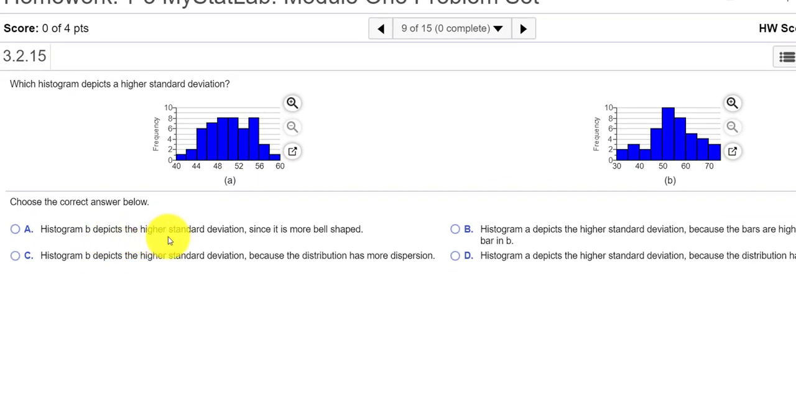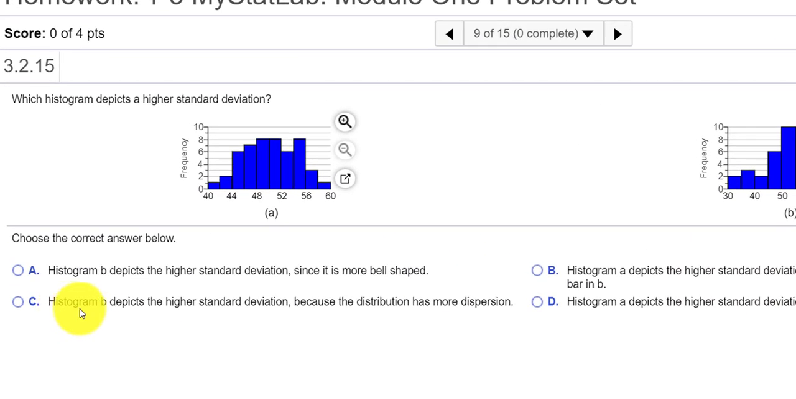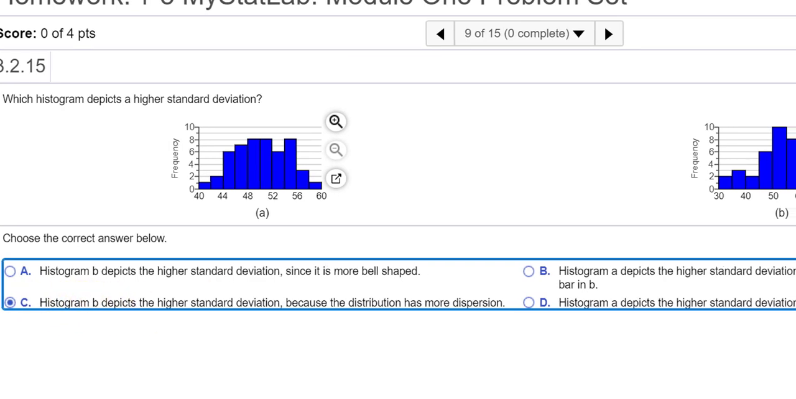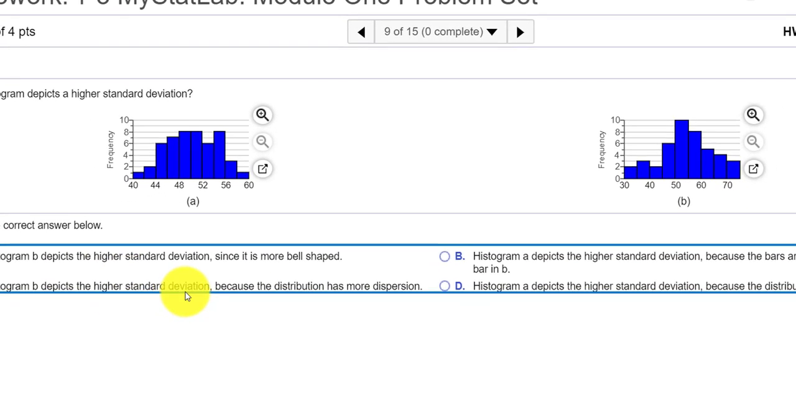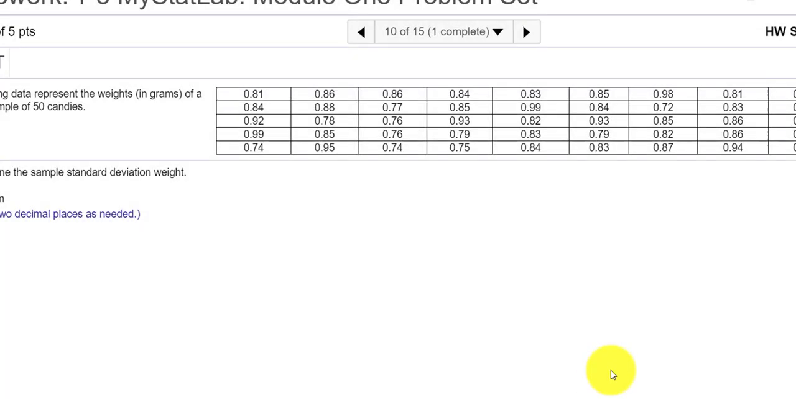So histogram B. Nope, this one is not correct. Histogram depicts a higher standard deviation because the bars are higher than the average bar. No. Oh, here we go. Histogram B, that's this one, has a higher standard deviation because the distribution has more dispersion. My data is more spread out. There's a greater spread. I press check answer, looks good. Let's go on to the next question, number 10.